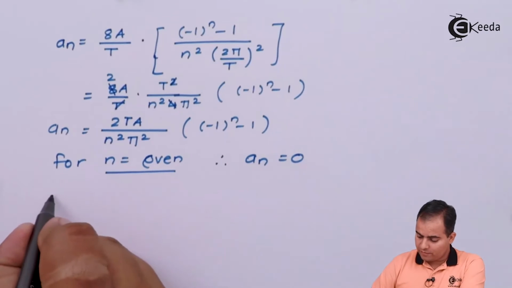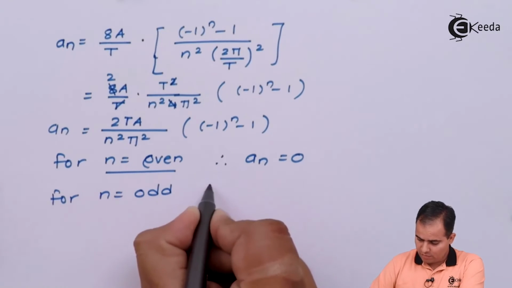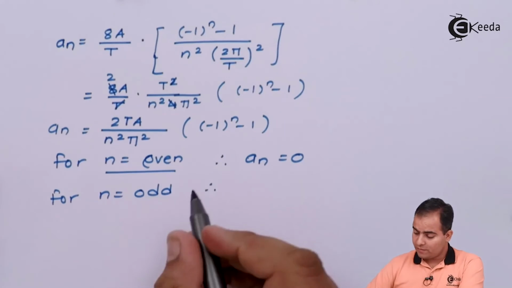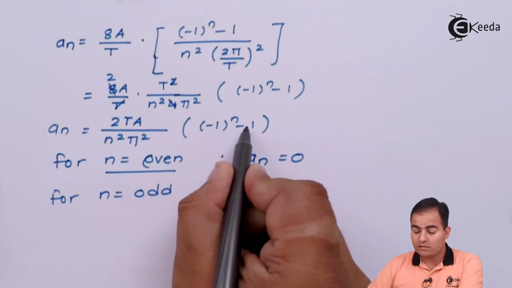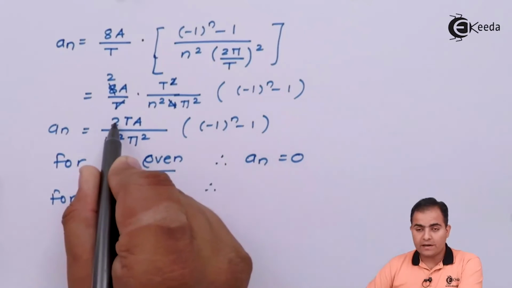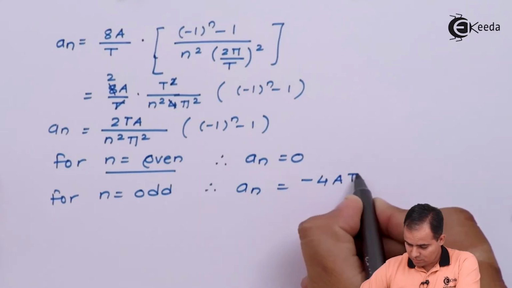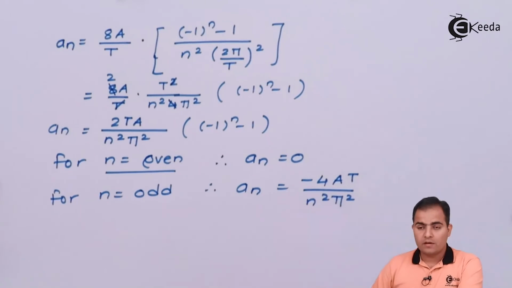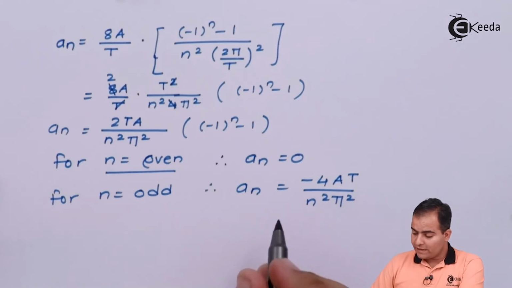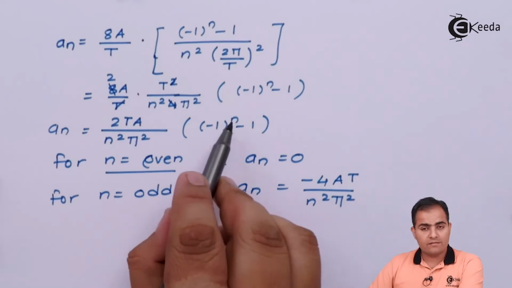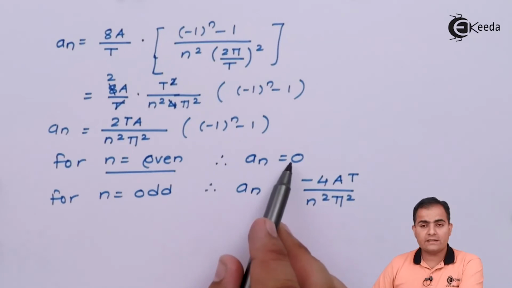But if n is odd, then minus 1 raised to 1 is minus 1. So we will have minus 1, minus 1, minus 2, and minus 2 is multiplied with this 2. So you will get minus 4 T A upon n square pi square. So you will get this answer for all odd values of n. But for even values you will get the answer 0.